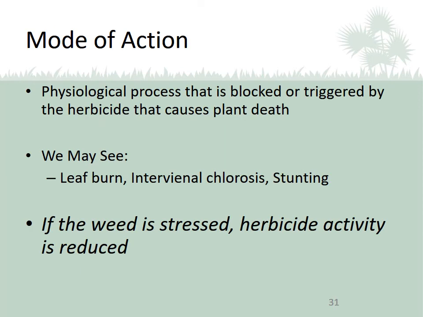The mode of action of an herbicide refers to the exact physiological process that the chemical in that herbicide is either blocking or triggering. So that's basically exactly how the herbicide kills the plant inside the plant. So different modes of action refer to different ways that the plant is eventually killed. Some herbicides will cause leaf burn, other herbicides interveinal chlorosis. That's where the leaf turns very yellow in between the veins. Other herbicides are going to stunt the weeds and then eventually kill the weeds.